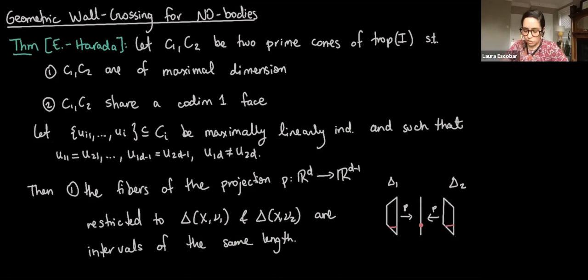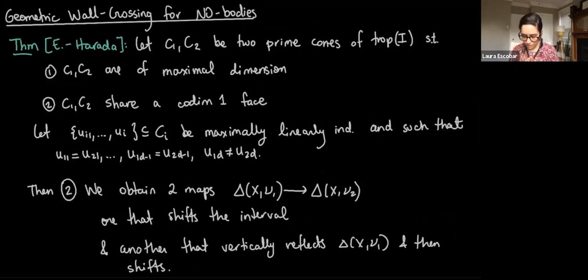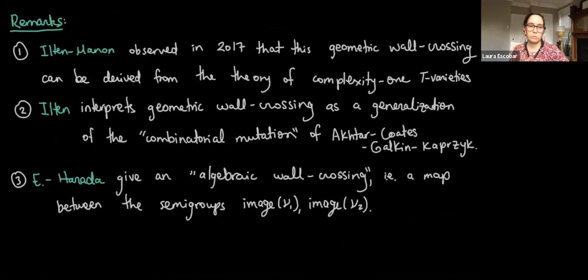Yeah. And so let me see. Okay. If there are no questions about the theorem, let me tell you a couple of three remarks. And one will have to do with what you're asking about, the consequences in terms of algebraic geometry. But anyways, first, Hilton and Manon observed in 2017, because this project with Megumi started in 2017 in the Fields thematic combinatorial algebraic geometry program back in 2017.